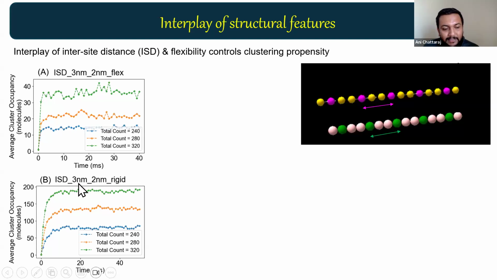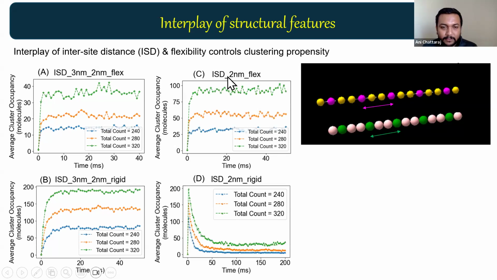Now, what happens if we change this inter-site distance? We have two different molecules here, with two different lengths. One is longer, one is shorter. But if you take both molecules with the same length, so now A and B have the same length, the flexible one shows the same behavior as on the left, but for the rigid one we see something interesting. The cluster size initially spikes up a little bit, and then it goes down to a very low level.